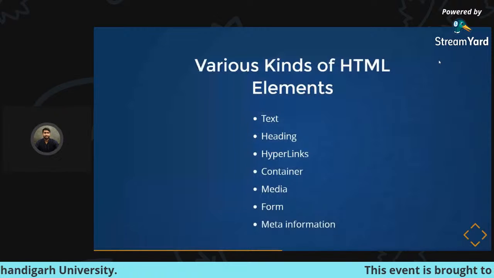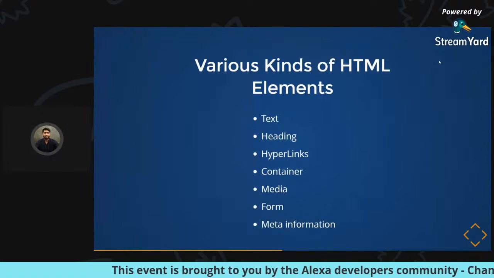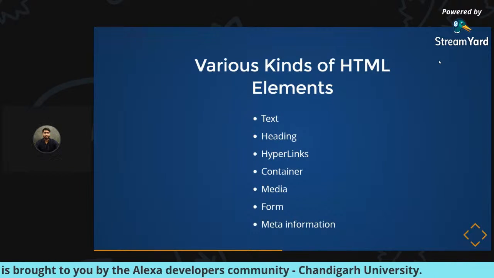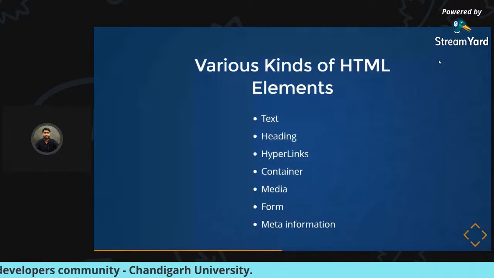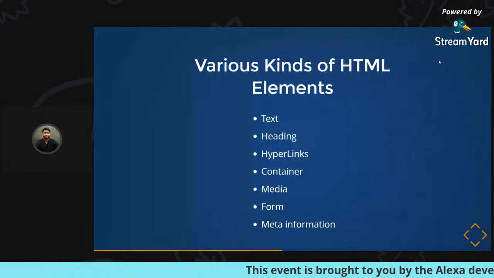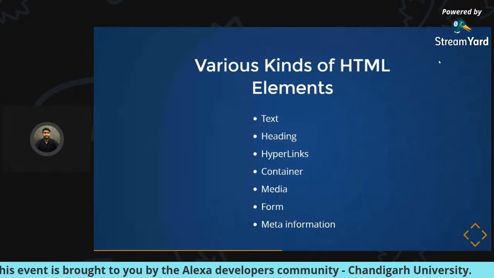Now there are various kinds of elements which you can put on the screen with the help of HTML. So there are many things like text, heading, hyperlinks. Hyperlinks are the things which you click, and containers are the elements which help contain everything inside them. We'll talk about it later also. But also media, for example, images, videos, and GIF files, etc. These are the media part.